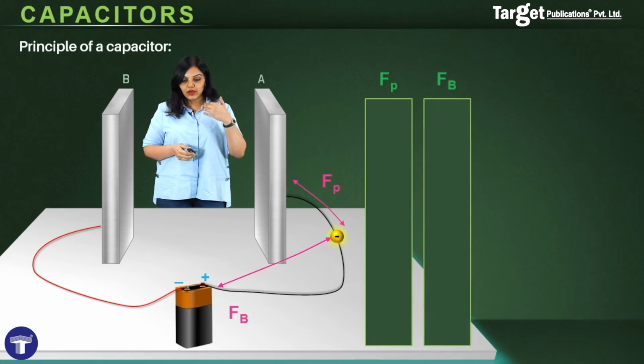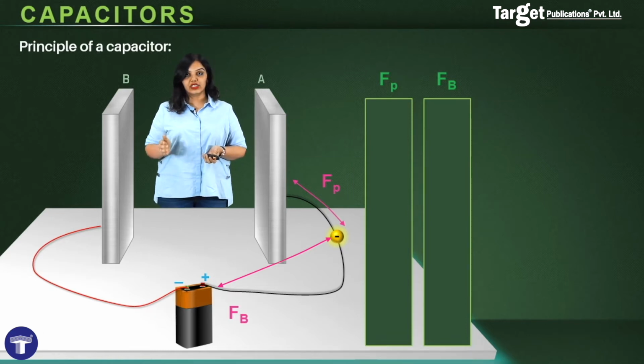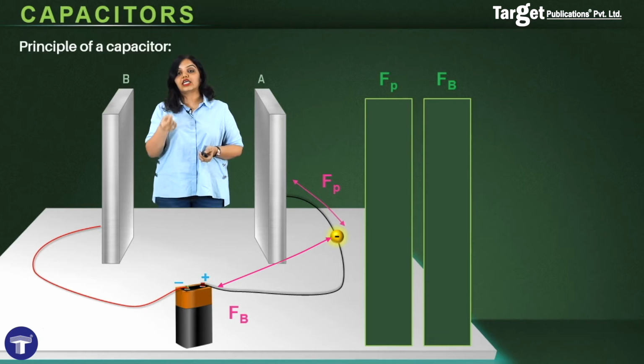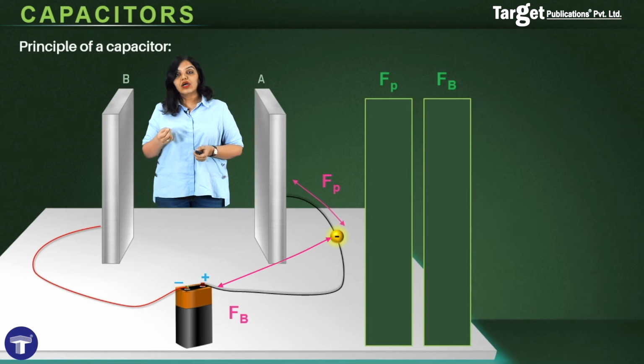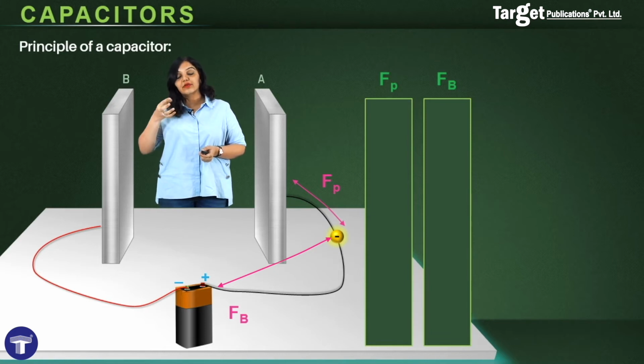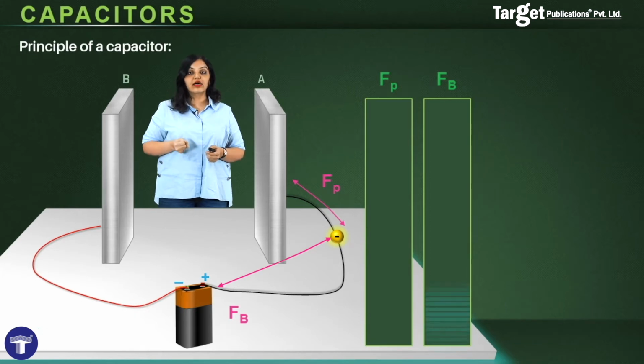So now I want to ask you the question: initially, right at the beginning when the plates don't have any charge and the first electron comes out of plate A, what exactly will happen is that it will definitely be attracted only to the battery, because the plate is not exerting any force on the electron, and therefore initially all the force applied on the electron will be due to the battery.